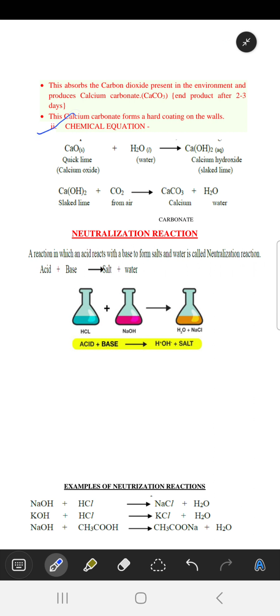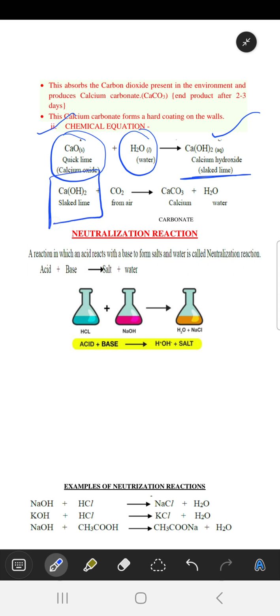So the chemical reaction for this is when quicklime reacts with water, what we get is calcium hydroxide. And when this calcium hydroxide reacts with the carbon dioxide in the room, what we get is calcium carbonate and water. And water is evaporated after 2 or 3 days. So what we get is calcium carbonate on the walls.